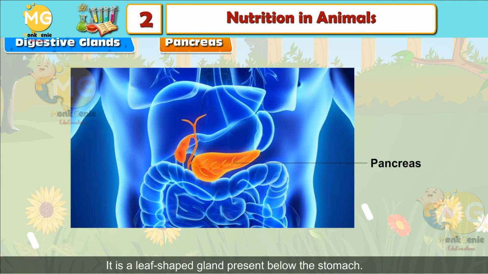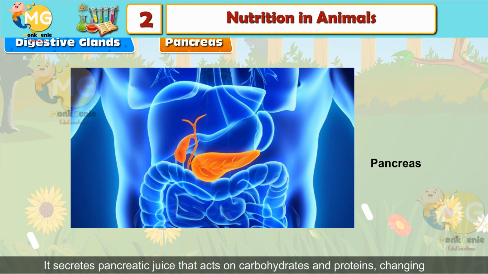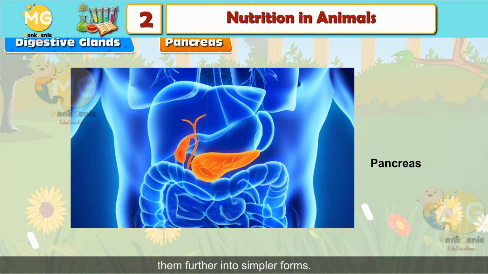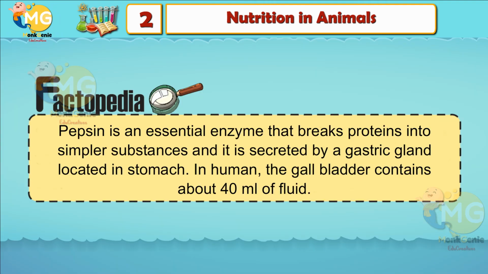Pancreas. It is a leaf-shaped gland present below the stomach. It secretes pancreatic juice that changes proteins and carbohydrates into simpler forms. Factopedia. Pepsin is an essential enzyme that breaks proteins into simpler substances and is secreted by a gastric gland located in the stomach. In humans, the gallbladder contains about 40 milliliters of fluid.